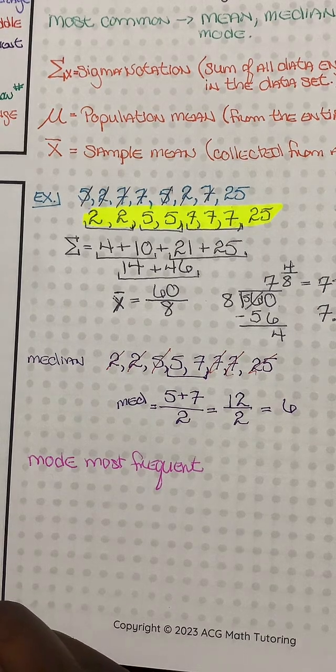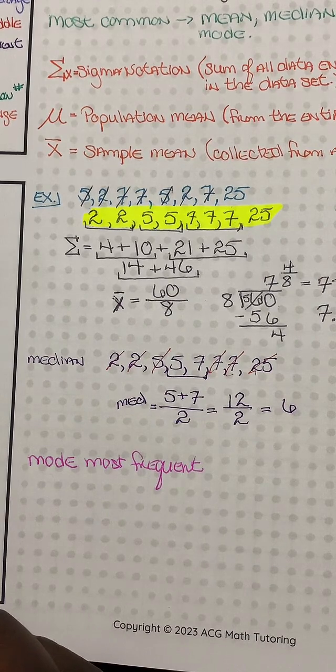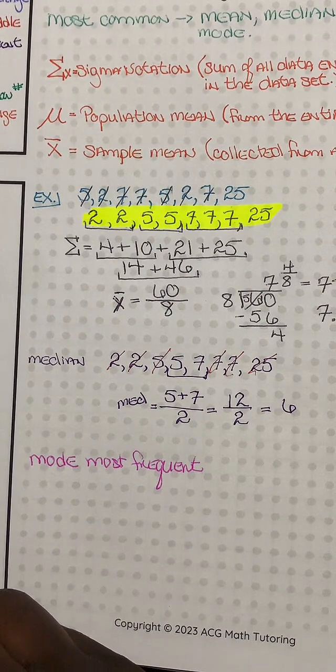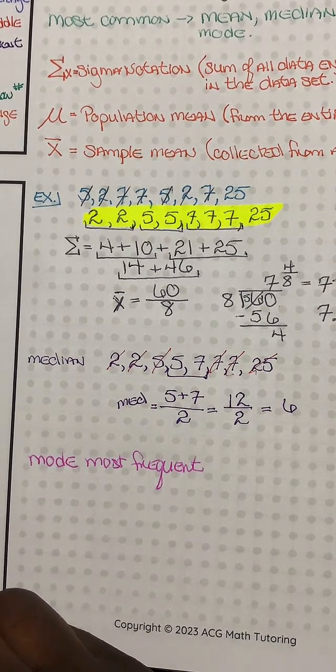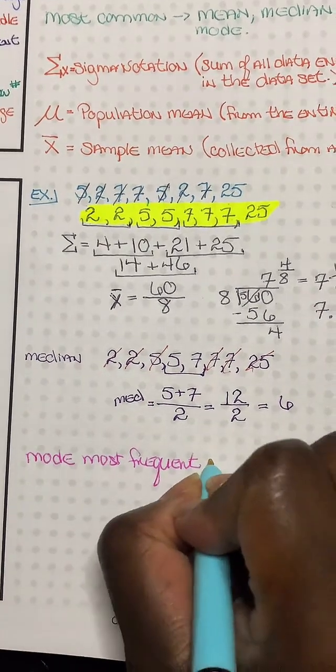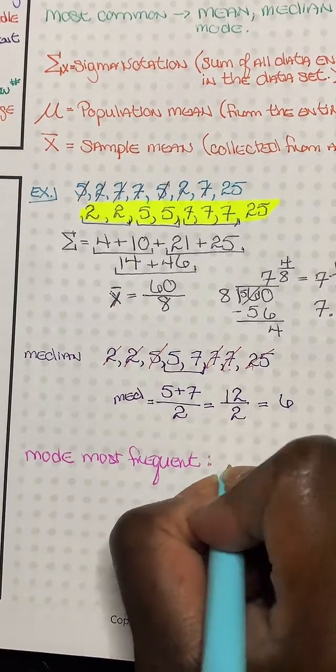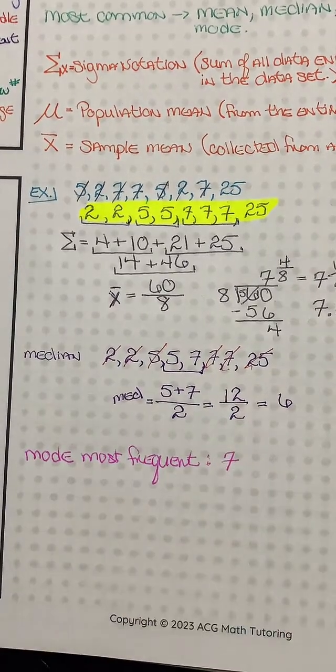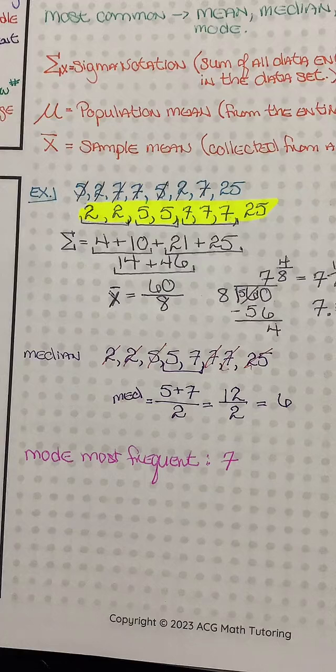Yep, mode means most frequent. Star says yes. Janet says yes. I totally agree with you guys. Yes, you can have multiple modes. You can have one mode or you can have no modes. It's a possibility. So it's always just basically the most frequent, which is going to be 7. Let me put my 7 up here. All right. Now, notice I haven't talked about range.